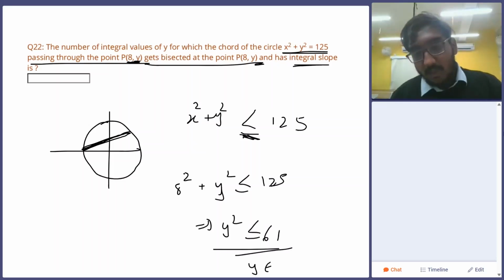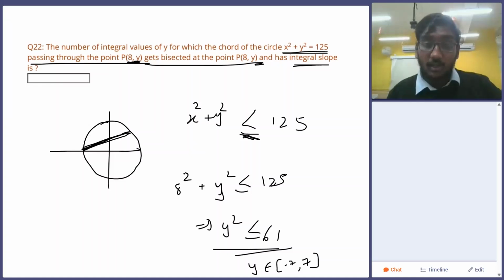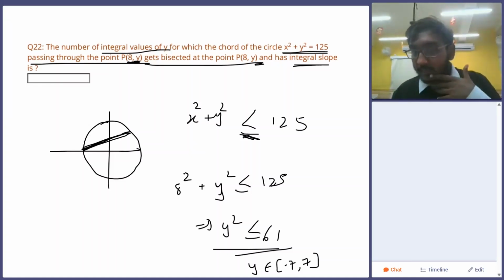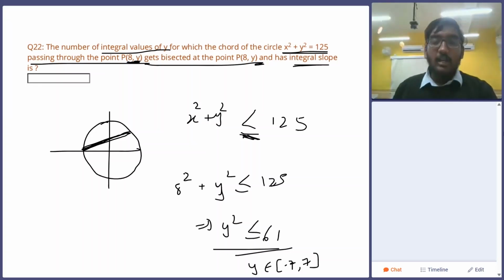Clearly y can be any value from minus 7 to 7. All these integral values, because they have given the number of integer values of y. So y can be any value from minus 7 to 7, considering them as integers. And this is not the answer. One more condition is there. You have to take the overlap. Integral slope is there for the chord.